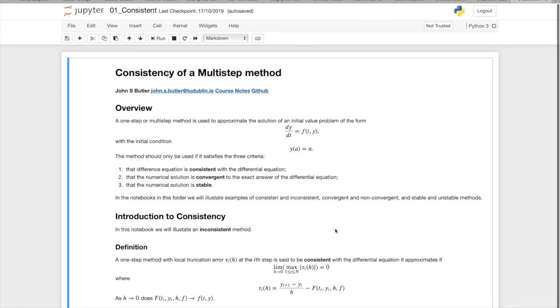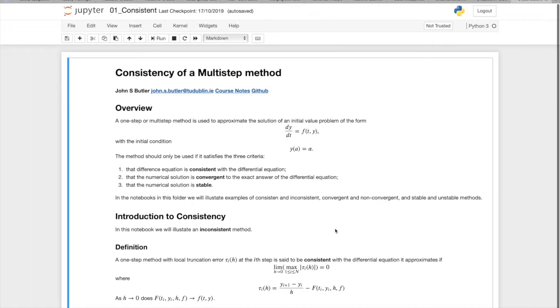In a series of 3 videos, I'm going to talk about the consistency, convergence, and stability of a multi-step method. The first video will address the consistency of a multi-step method.